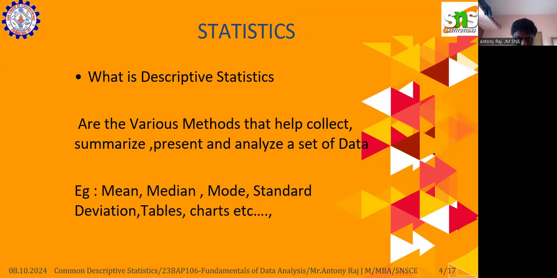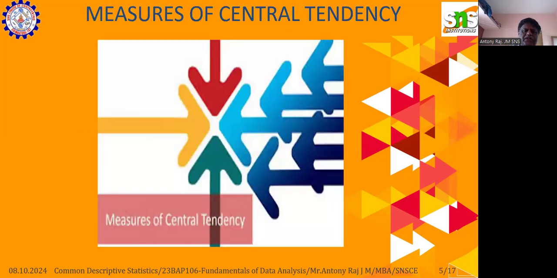Now, what is descriptive statistics? That is what we are discussing today. Descriptive statistics is a method in statistics which helps you to collect the data, summarize the data, present the data, and analyze the set of data. Examples are mean, median, mode, standard deviation, tables, charts, etc.